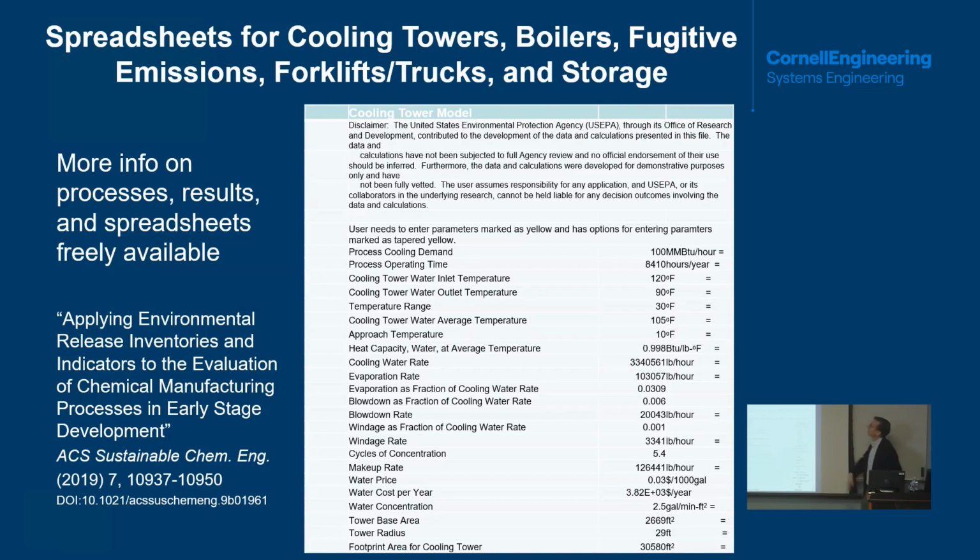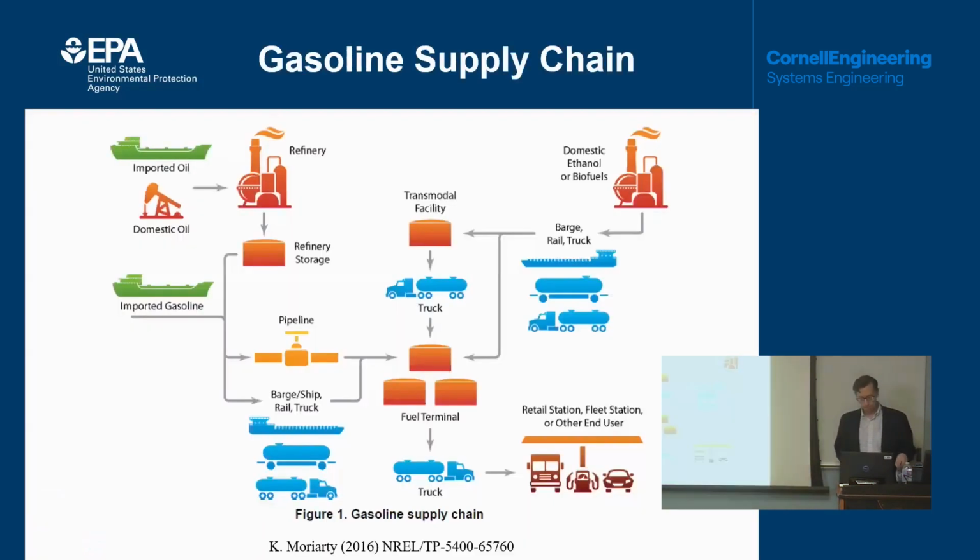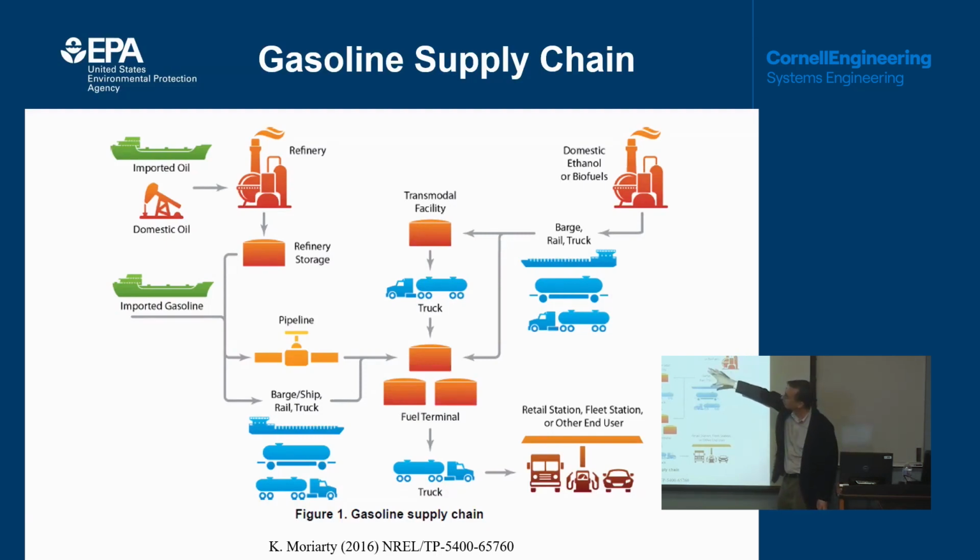So in this last aspect here, storage, I'm obviously going to go into some more detail, because this next part is above ground storage tanks, right? How climate change and extreme events can affect them. So our gasoline supply chain looks something like this, where we're mixing ethanol with crude oil-based blending stock. And really they meet at this fuel terminal.